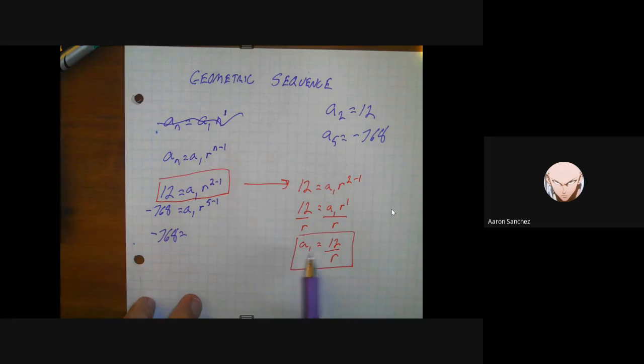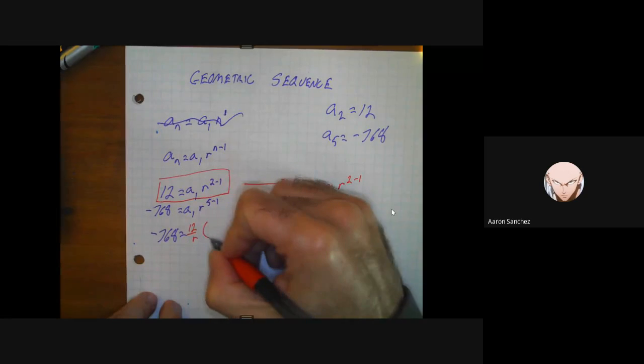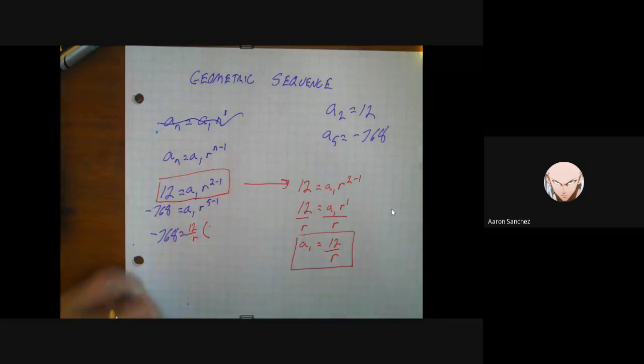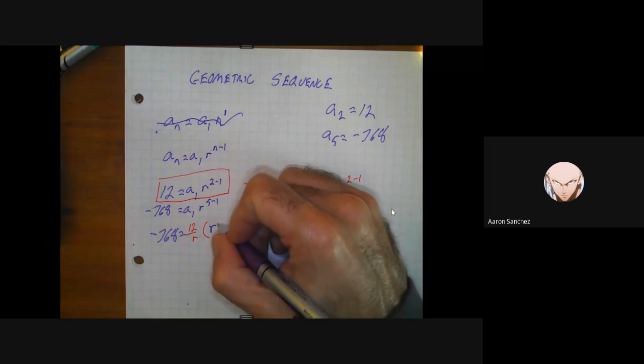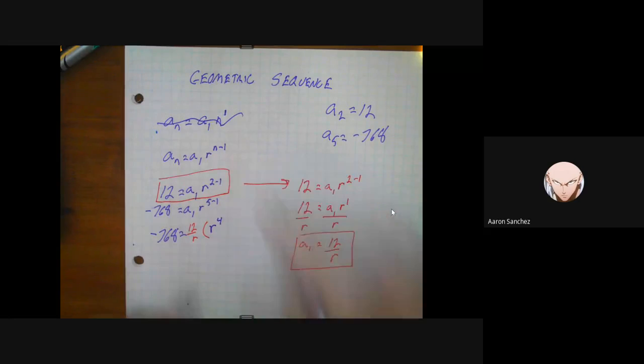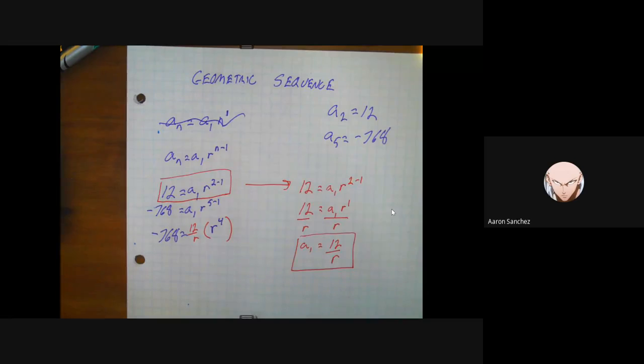So instead of a_1, we're going to put 12 over r. Look, I'm plugging 12 over r into this equation up here, times r to the 4th, because 5 minus 1 is 4. So go ahead and solve for r.